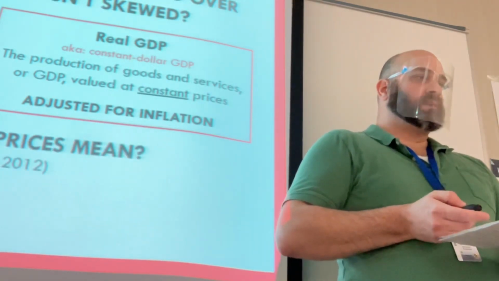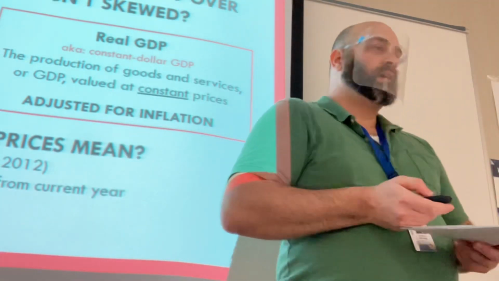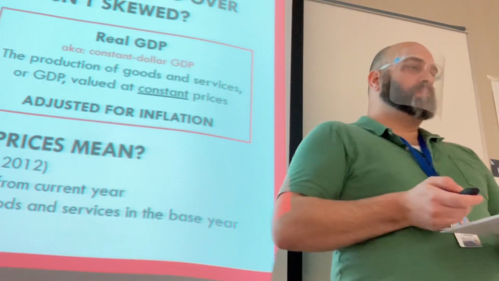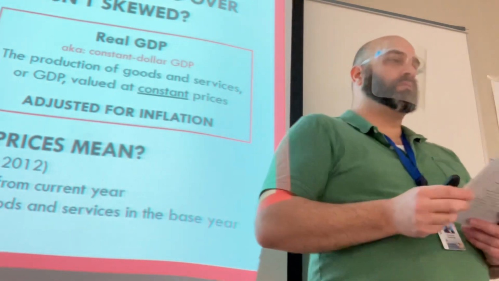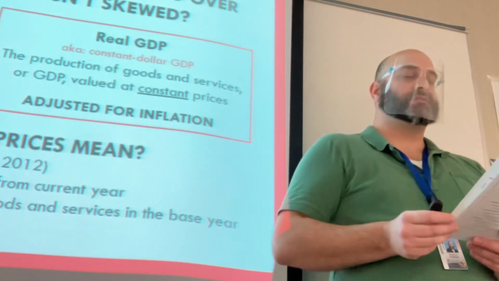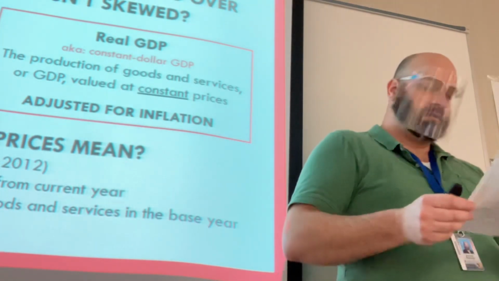Okay, so what does constant prices mean? It's when you choose a base or a constant year, and the real GDP uses 2012. So 2012 is the base year.